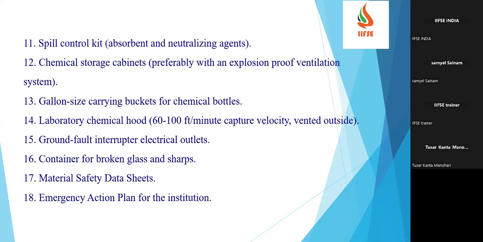So the gallon size, in the sense, is based on the quantity or the volume of the bottles being handled; it should be able to contain the contents in case of any damage to those bottles. Then laboratory chemical hoods, then ground fault interrupter electrical outlets, containers for broken glass and sharps. In the sense, for the broken glass waste we should have a dedicated collection bin. Then material safety data sheet, which is utmost important. Then an emergency action plan for the institution, in the sense for the building or for the lab.